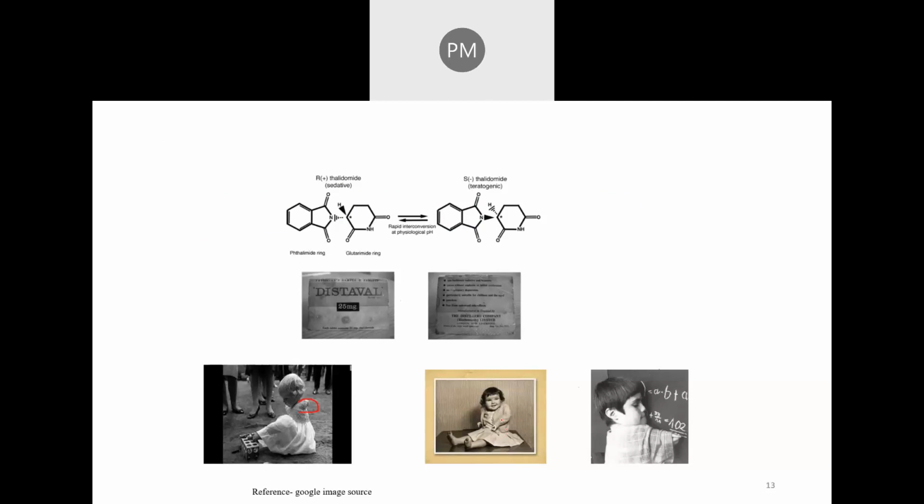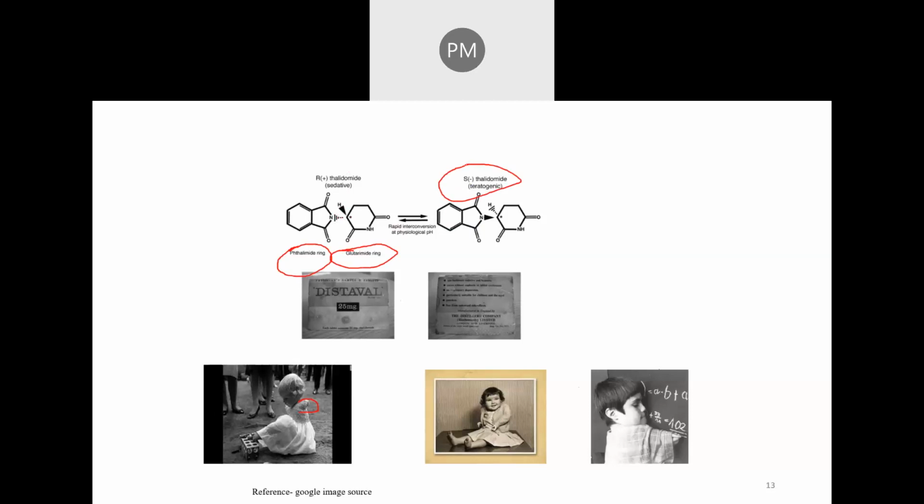So what happened with the drug? Maybe this drug has a teratogenic effect, that is a toxic effect in our body. Before the drug came into the market, if we look at the thalidomide molecule, there is a six-member ring and a glutarimide ring here. So here there is axial chirality. So this molecule is also a chiral molecule. These are the R isomer and the S isomer.